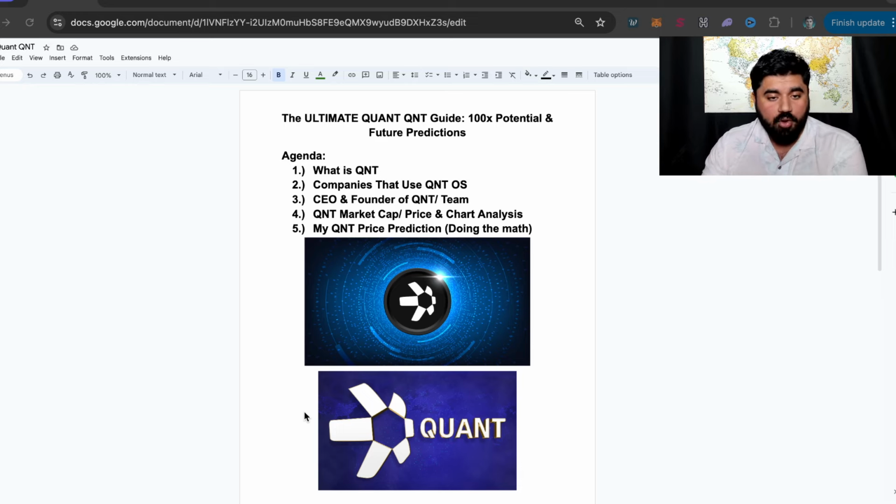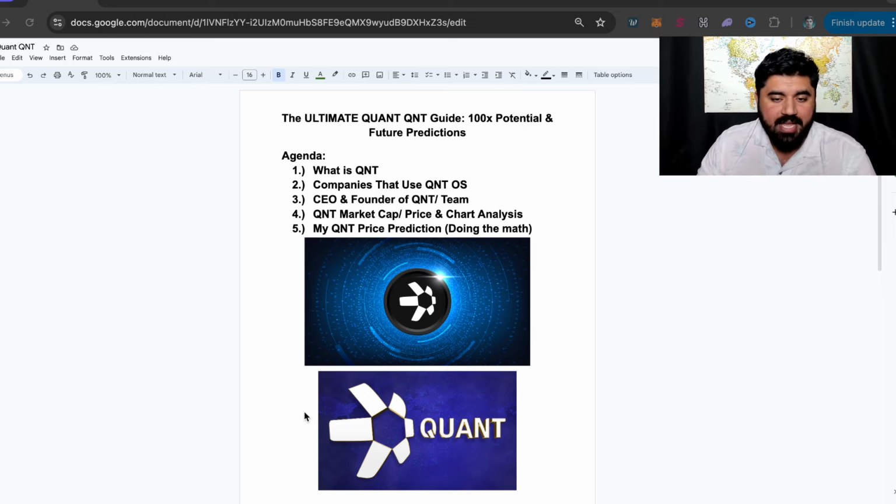What is QNT used for? Access, building, and staking, right? The access is to use Quant services and connect different blockchains. Users and businesses need the QNT token. Without that, they can't even do anything. They can't use Ethereum to use Quant. They have to use QNT.